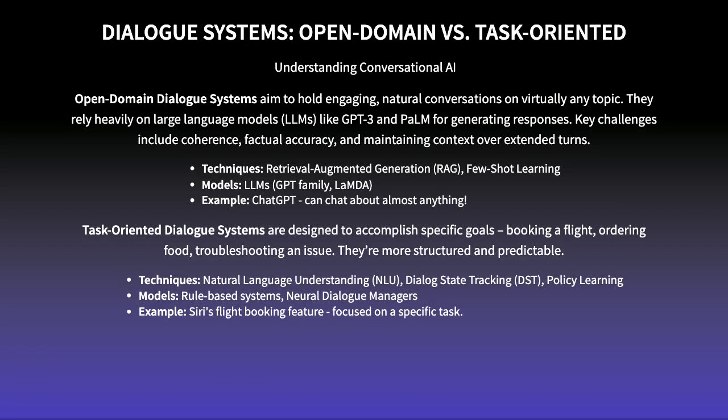Okay, let's dive into dialogue systems. There are really two main types. First up, you have open domain systems. Think of them as conversational robots that can chat about pretty much anything. They are powered by massive language models like ChatGPT, and they generate responses on the fly. But it's not always perfect. They sometimes struggle with staying on track or ensuring their information is accurate. Then we have task-oriented systems, which are designed for a specific job like booking a flight or ordering pizza. These are more structured, using techniques to understand what you want and guide you through the process.